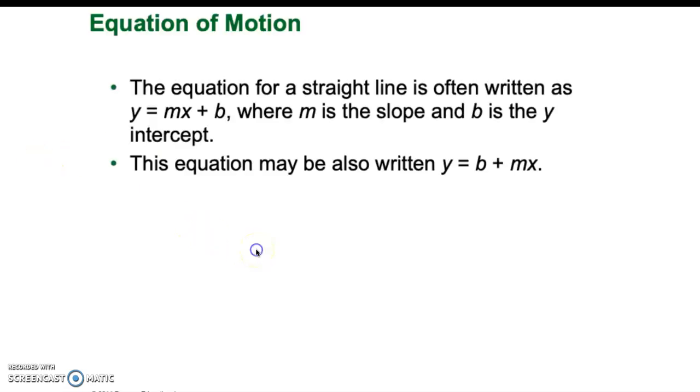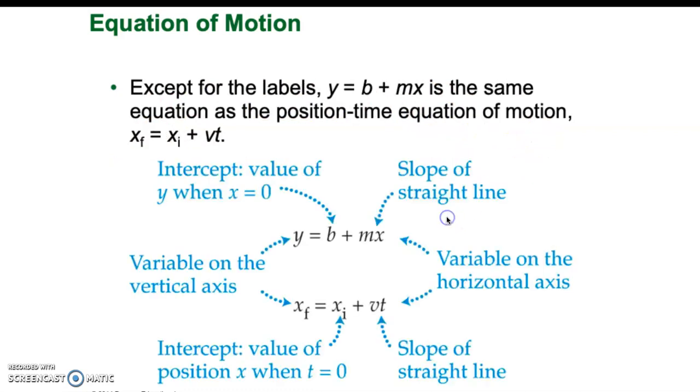Now this equation looks like this right here, y equals mx plus b, where m is the slope and b is the y-intercept. Now if we flip-flop mx and b, we get this: y is equal to b plus mx. y equals b plus mx is the same as final position equals initial position plus velocity times time. And you can see here the correlation.